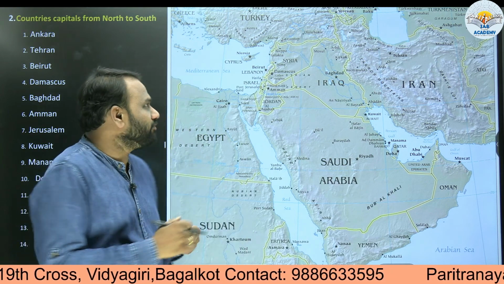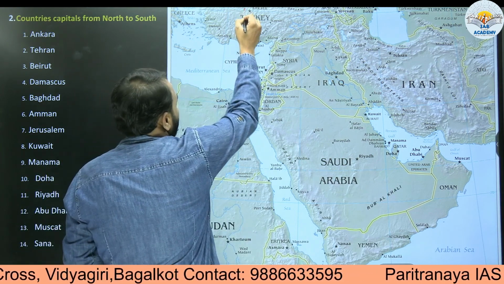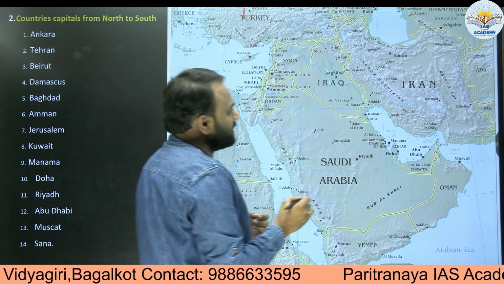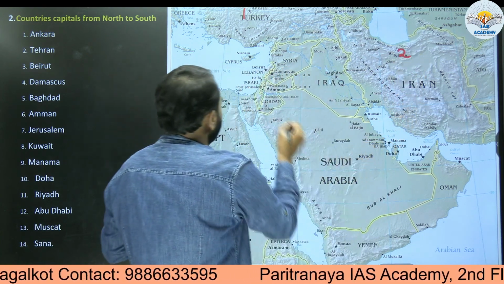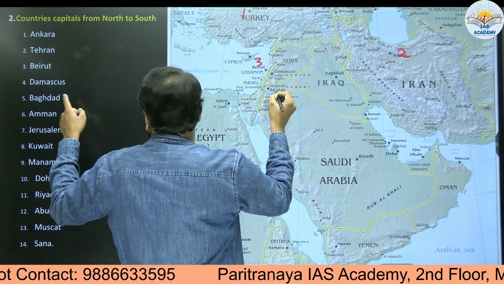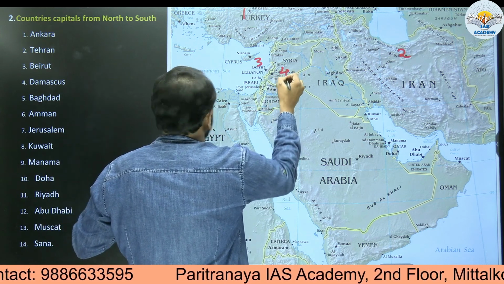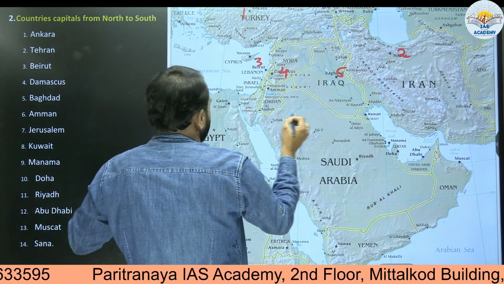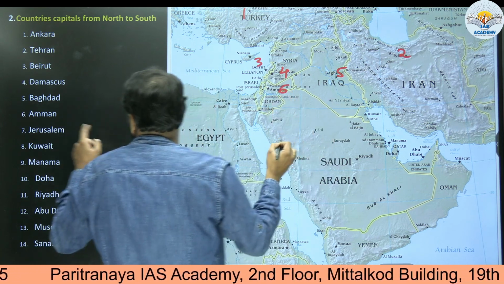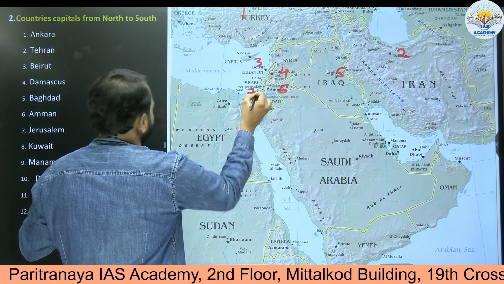So here also the first one is Ankara, capital of Turkey. Second one is Tehran, capital of Iran. Third, Beirut, capital of Lebanon. Fourth, Damascus, capital of Syria. Fifth, Baghdad, capital of Iraq. Sixth, Amman, capital of Jordan. Seventh, Jerusalem, capital of Israel.